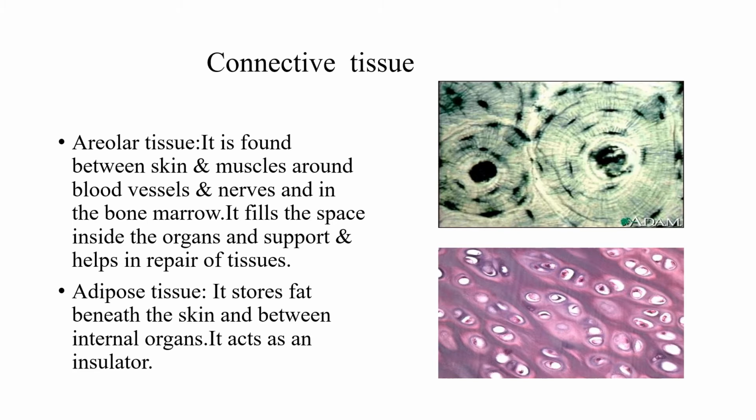Adipose tissue. From the term itself, we can understand adipose. That is just below the skin, fat deposit. It stores fat beneath the skin and between internal organs. It acts as an insulator. Even in whales, it is known as blubber, helpful for maintaining the body temperature also.